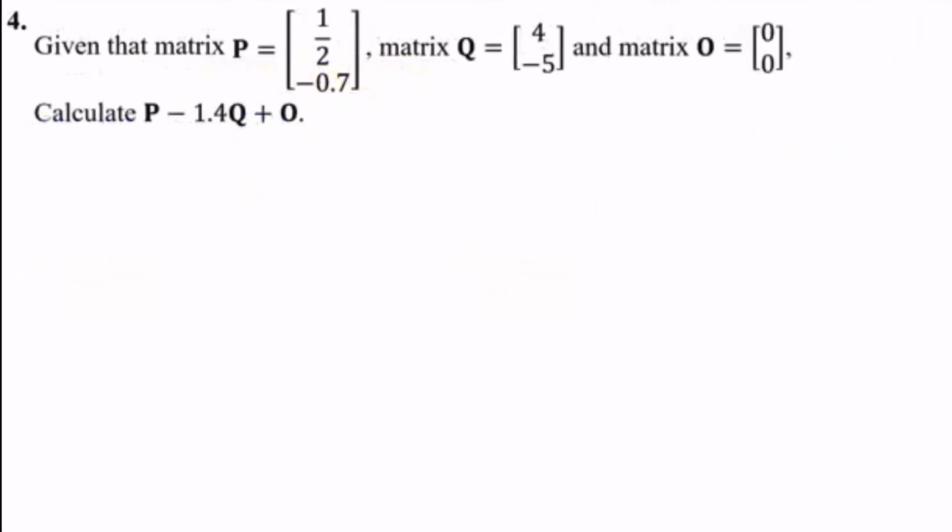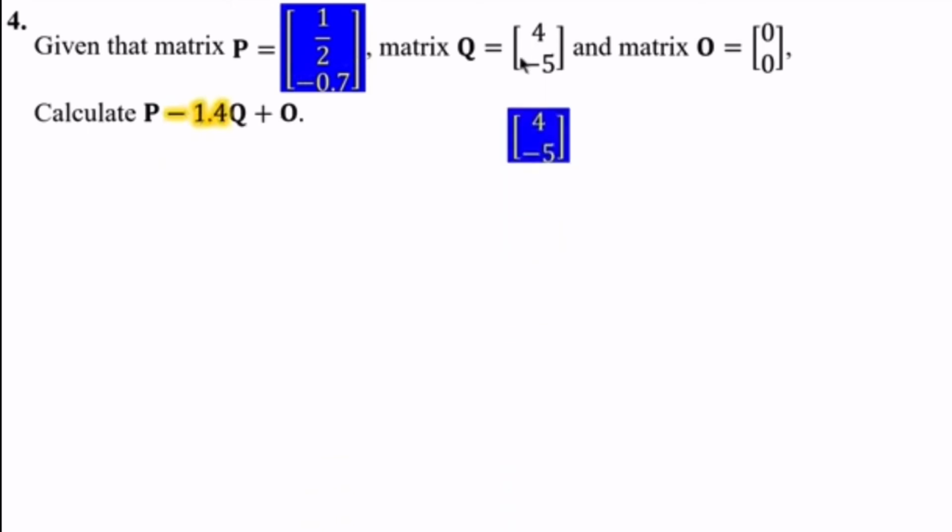Okay, so for this question, given that matrix P is 1 over 2, negative 0.5, and matrix Q is 4, negative 5, and matrix O is 0, 0. So calculate P minus 1.4Q plus matrix O. So in order to do this question, we need to list down the matrix P, which is 1 over 2, negative 0.7, right? And we have to list down the 1.4 times the matrix 4 and negative 5 and the matrix 0, 0. Okay, so the most important is you must multiply the matrix Q with negative 1.4.